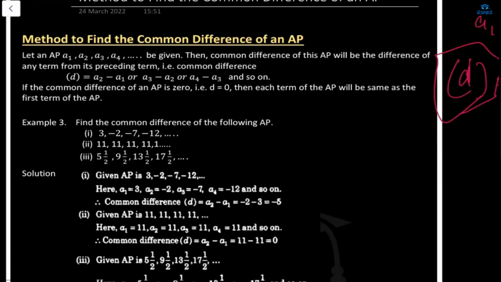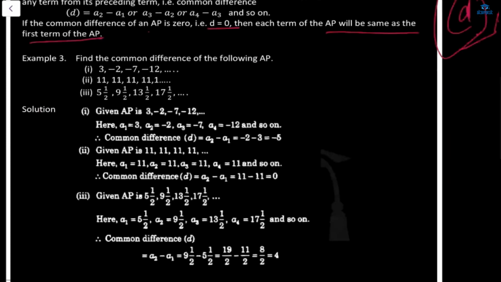Now this D can be positive, negative, or zero also. If it is zero, what will happen? Every time you subtract, you'll get the same number. Every time you're going to get the same number if the common difference is 0.